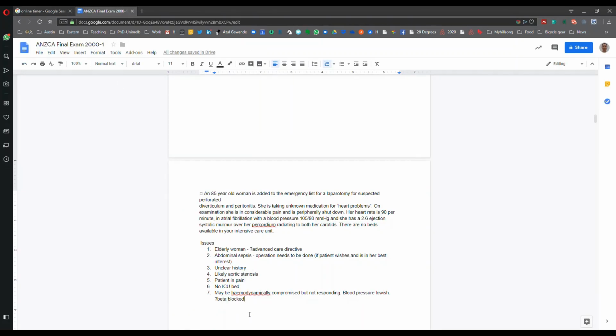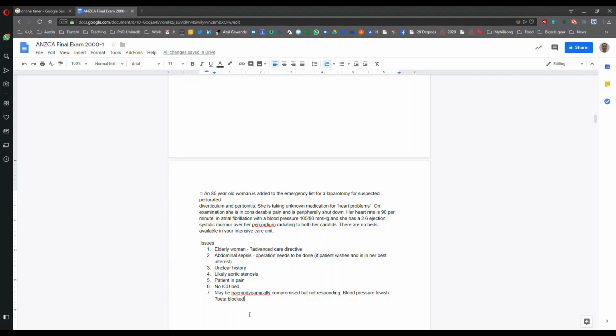Okay, so this is an elderly woman with abdominal sepsis whose operation probably needs to be done, but I would question whether she has an advanced care directive in place and what her functional status is at home. She has an unclear history, but on examination likely has aortic stenosis. She is also in pain and maybe hemodynamically compromised without the physiological reserve to respond to her condition.